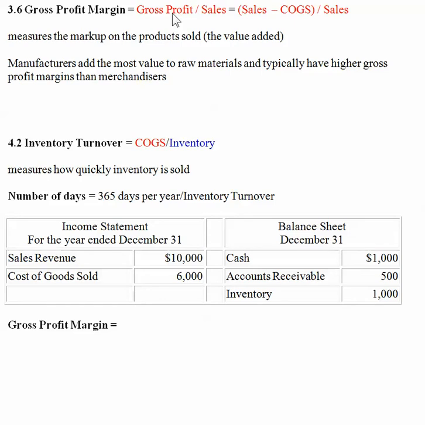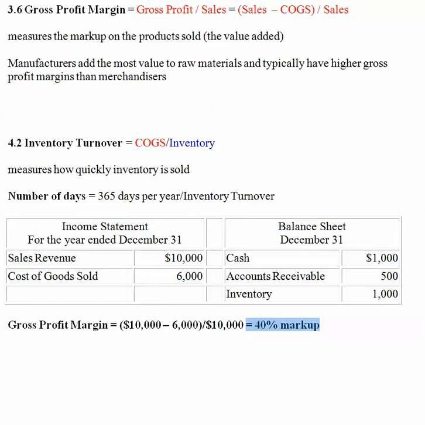Now, as far as how you calculate it, we're going to use this example down here. You're going to take your gross profit, which actually would normally be told on here. I just wanted to make sure you could figure it out. What I would do is take my sales minus my cost of goods sold, and then you divide it by your sales. You take that and multiply it by 100% to get a 40% markup.